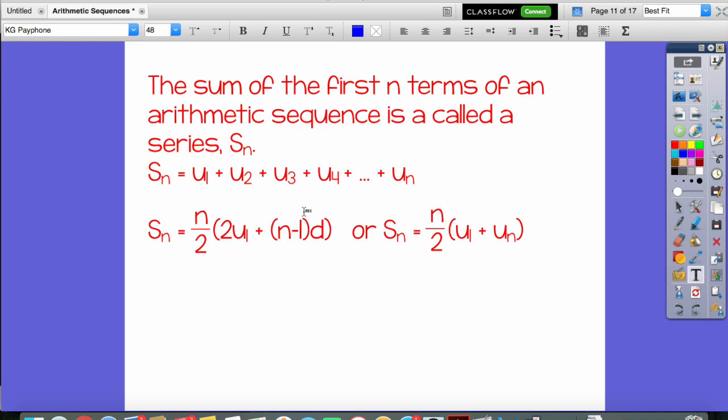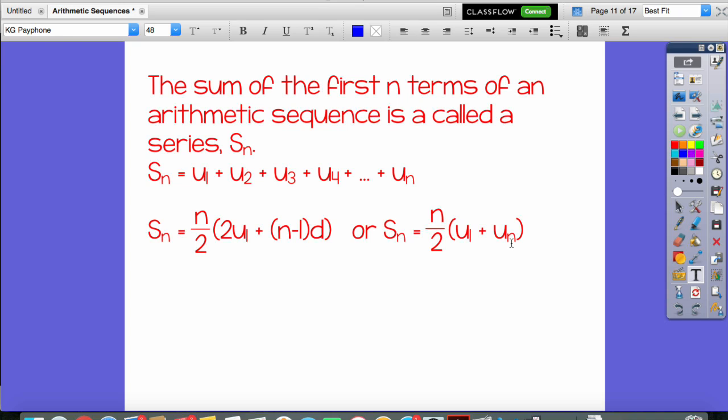To find that, S sub n equals n over 2 times 2 times your first term plus n minus 1 times d. It could also be represented as n over 2 times your first term plus your last term. You do not have to use both. You choose pretty much one or the other.